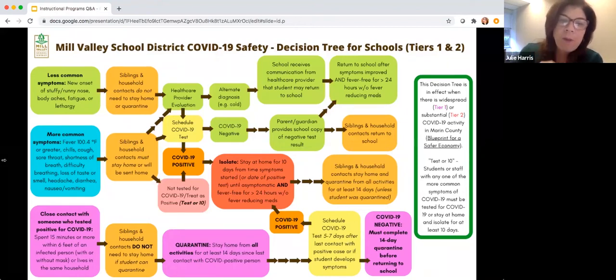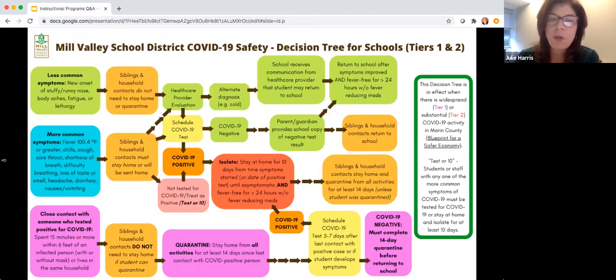The final pathway, in purple, is if a student has close contact with someone who has tested positive for COVID-19. Close contact means spending 15 minutes or more within 6 feet of an infected person, with or without a mask, or living in the same household. The siblings in the household do not need to stay home if the student in question can be quarantined. If the student cannot be quarantined, the siblings do need to remain home.